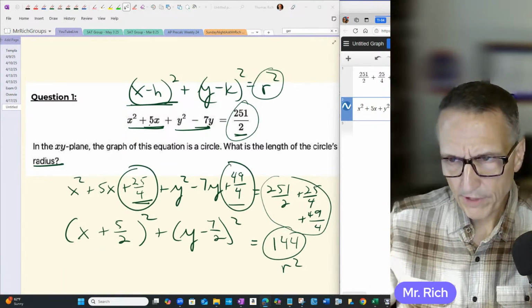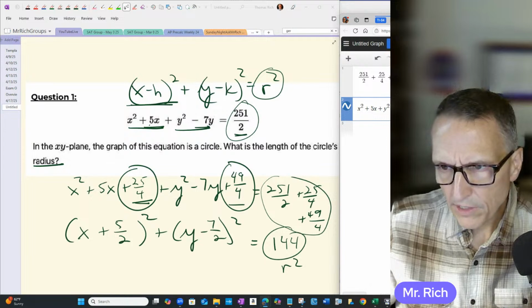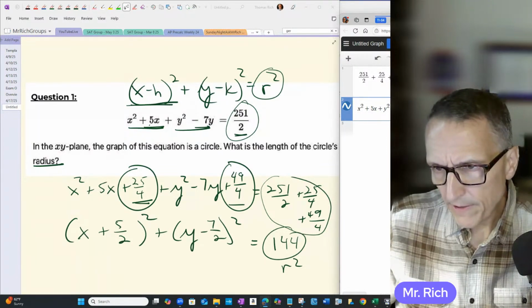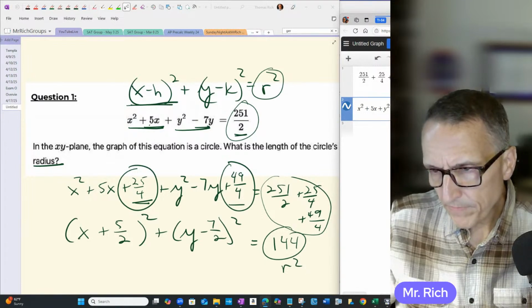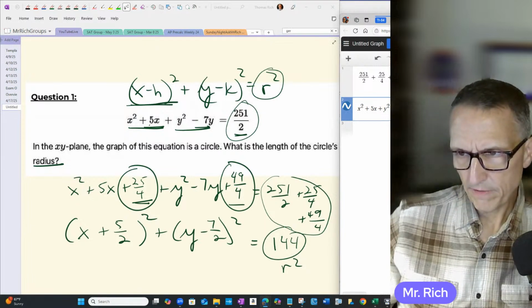There's the circle. Now we want to know what the radius is. So what I can do is try to find where the center is going to be. Now, as I move things around here, it kind of looks like it's showing me this bottom part here.